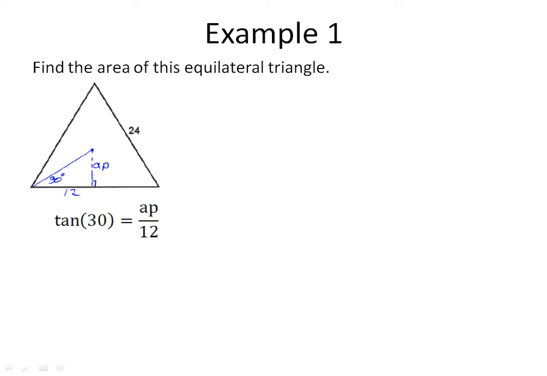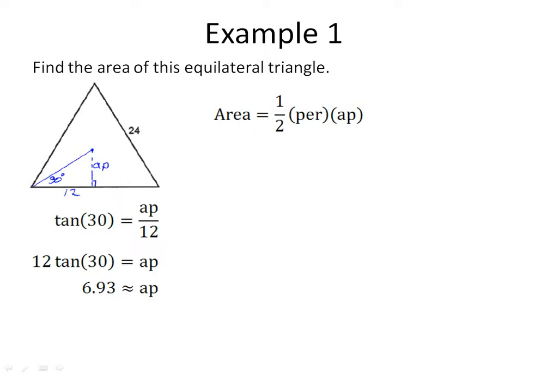So the tangent of 30, since we have the two sides that we're working with, is equal to the apothem divided by 12, because this is the opposite side divided by the adjacent side to the angle. So this becomes 12 times the tangent of 30 is equal to the length of our apothem. We put that in the calculator, and we get that our apothem is approximately 6.93. Since we know the side length is 24, we can multiply that by 3, and that gives us our perimeter.